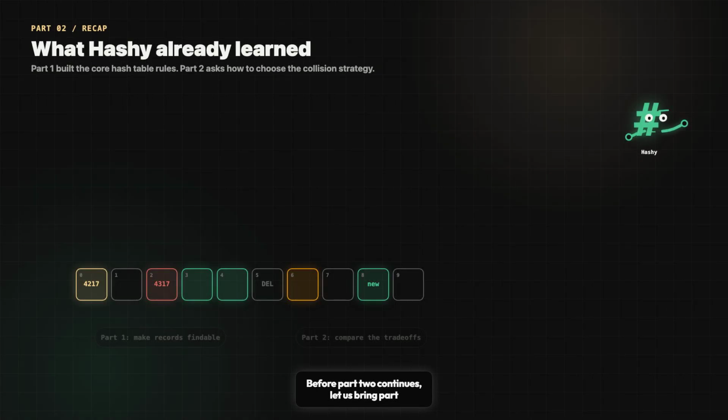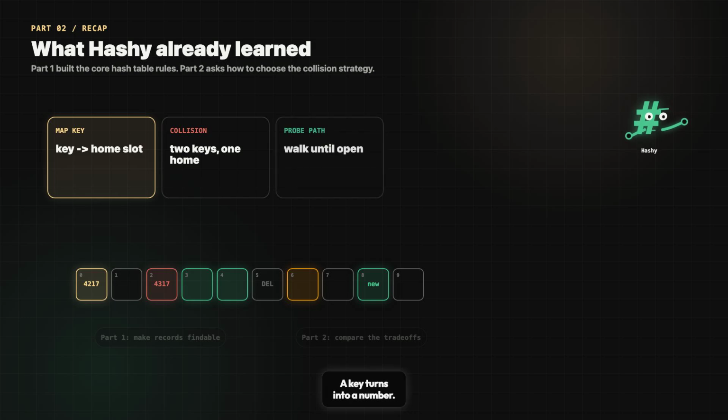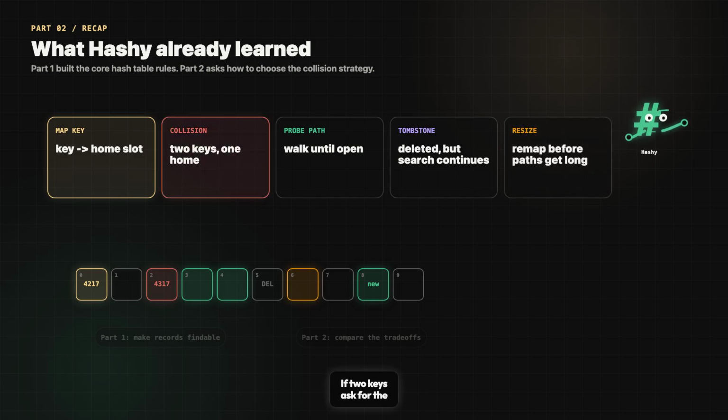Before part 2 continues, let us bring part 1 back onto the table. Hashy learned that a hash table is a set of rules that must agree. A key turns into a number. The table size turns that number into a home slot. If two keys ask for the same home, there is a collision.